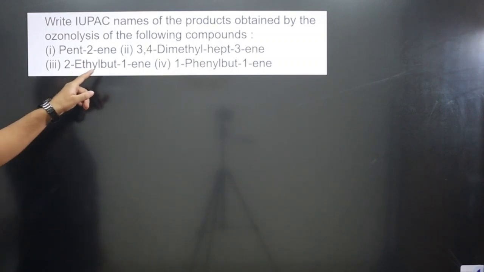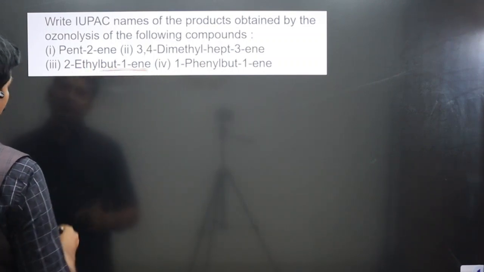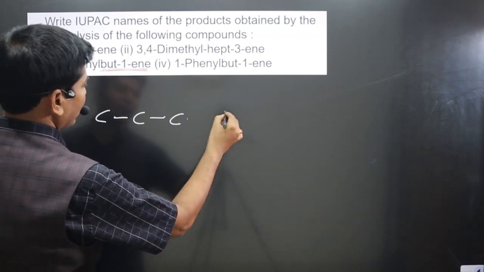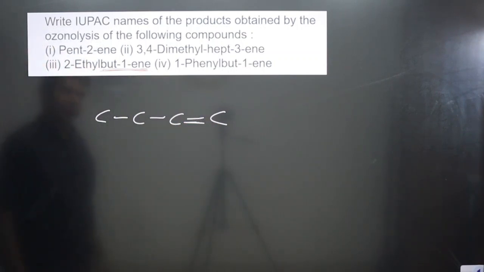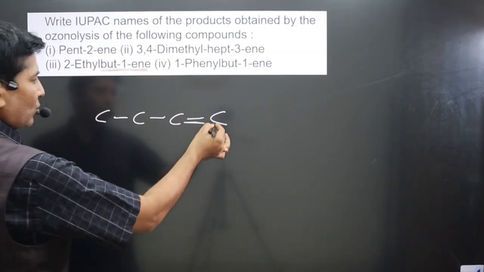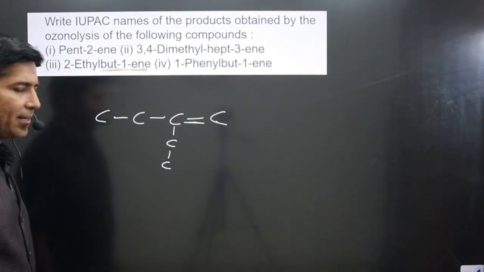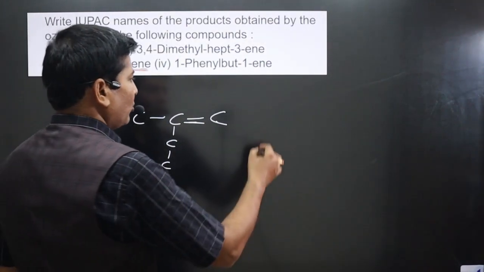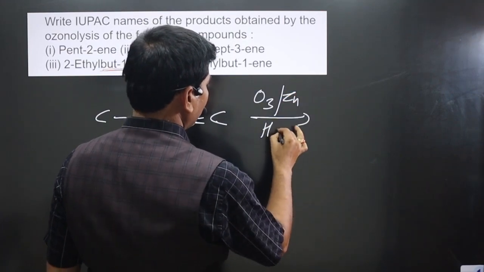It says 2-ethyl but-1-ene. So this is the parent chain we have. But-1-ene is there, 1 2 3 and 4. 1-ene means at the end a double bond is present. 2-ethyl, so 1 2, to the second carbon an ethyl group, meaning 2 carbons, is attached. No problem. Carry out ozonolysis, reductive ozonolysis, O3 and H2O.